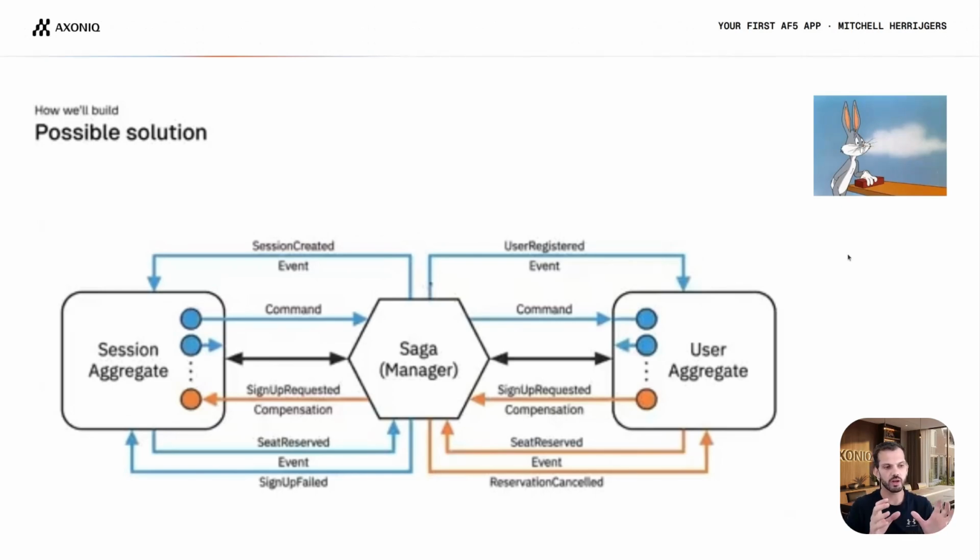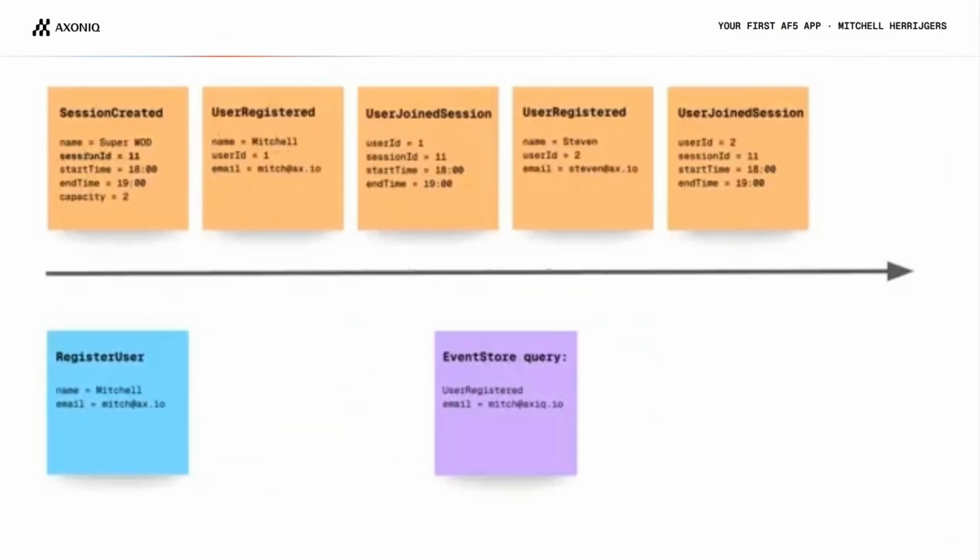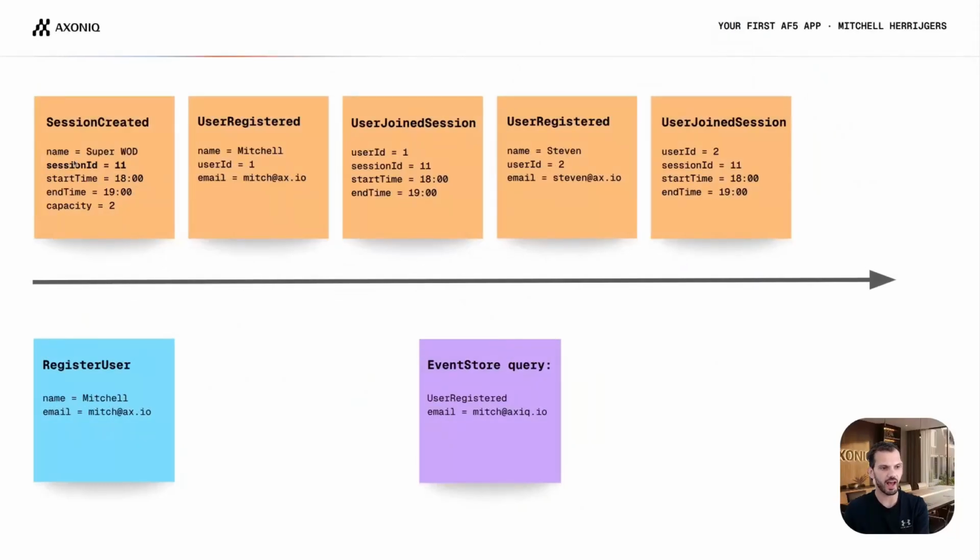So if you take a look at the events in our CrossFit application, you would have something like session created between 6 and 7. Then a user registered, me, Mitchell, user ID 1, email mitch@axoniq.io. Then you have the user joined session, where I joined that session, Steven registered and also joined that session. Now, as you can see, this session ID is highlighted. This is what we call a tag. Tags are basically lookup keys. So if we want to build our model from these events later on, we will do a query to the event store for events matching on a certain tag.